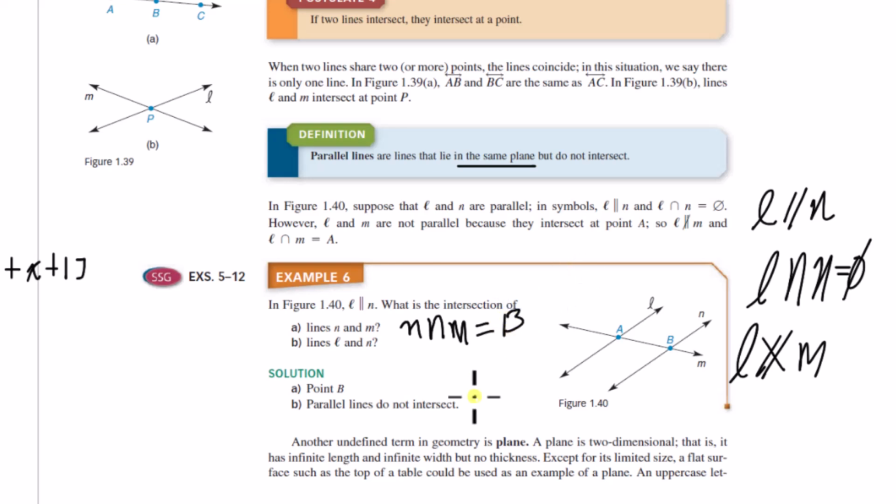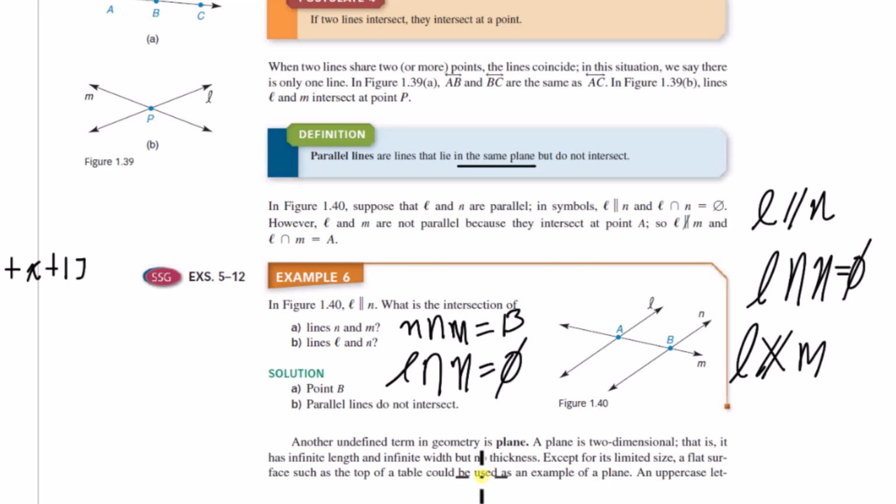B, what about the intersection of L and N? L intersecting with N is the empty set. Another undefined term in geometry is plane. A plane is two-dimensional, that is, it has infinite length and infinite width, but has no thickness.